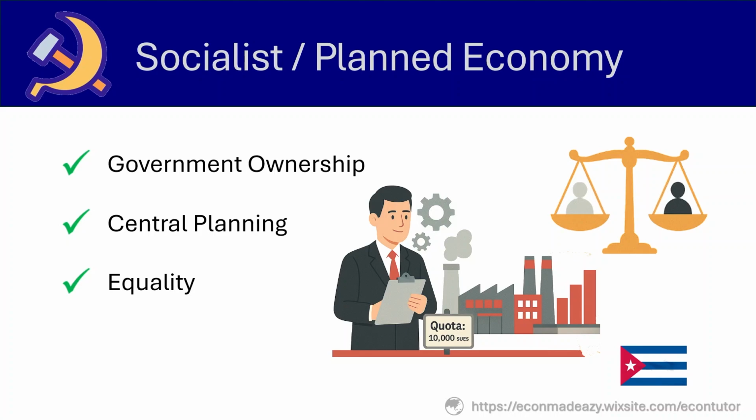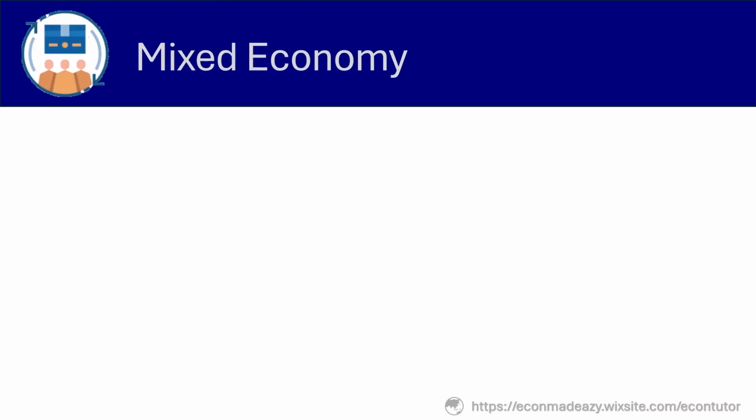An example of this type of economy: imagine the government instructs a textile factory to produce 100,000 school uniforms this year. It doesn't matter whether that number matches actual demand. The decision comes from a central plan, not from the market. Now let's explore the third type of economic system, the mixed economy. Think of it as a blend of capitalism and socialism, bringing together the strengths of both.